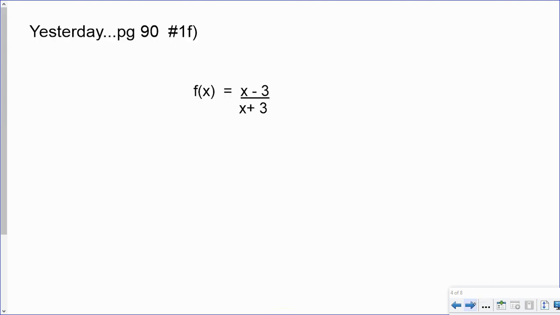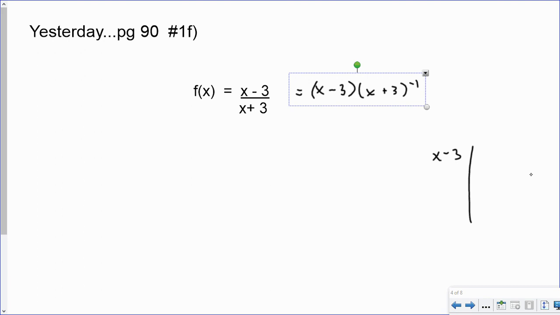Okay, this was one we did yesterday, and we used the product rule, right? I used the product rule like this. Now I'm going to do it with the quotient rule, okay? And to demonstrate exactly why you use the quotient rule.